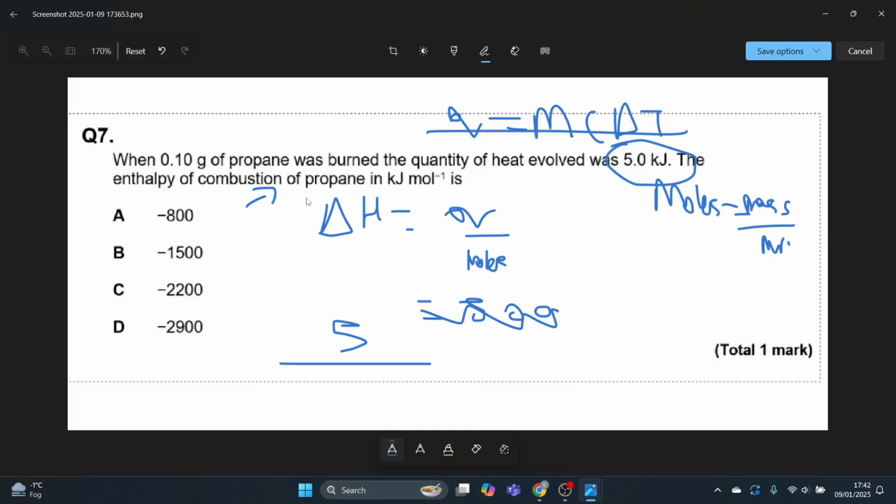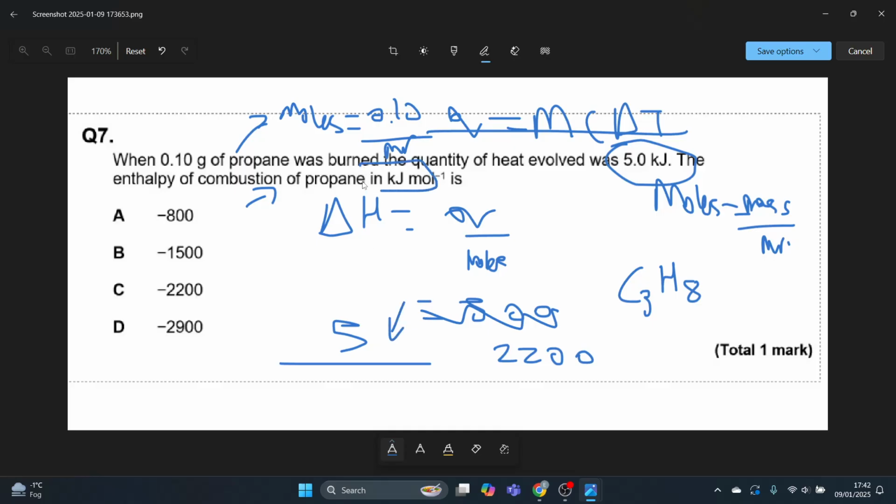Anyway, first we need to work out the moles of propane, which is the mass, 0.10, divided by the Mr. And the Mr of propane, an alkane, CnH2n+2, is C3H8. Now I can work out the Mr: 0.10 divided by 12 plus 12 plus 12 plus 8. Then I'm going to do my answer divided by that, and I should get 2,200. And we do leave Q in kilojoules because we want our final answer, enthalpy of combustion, in kilojoules. So now I've got 2,200.